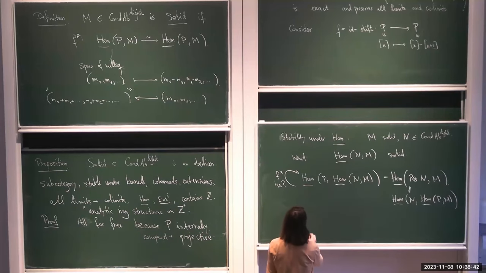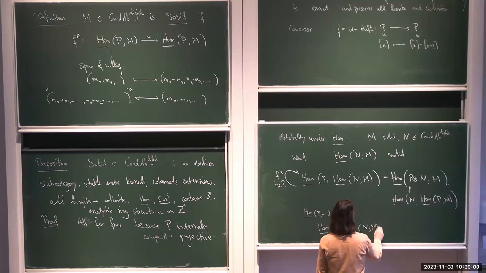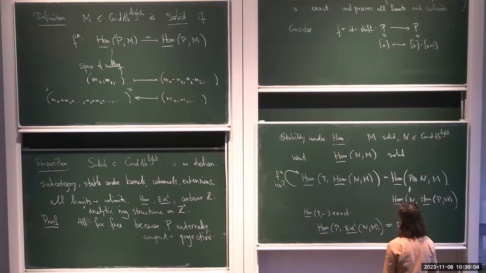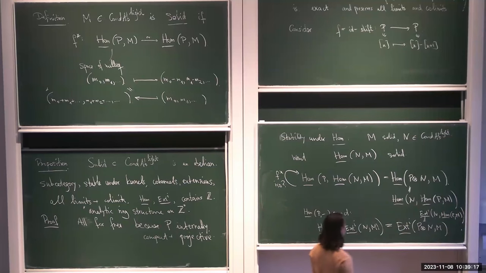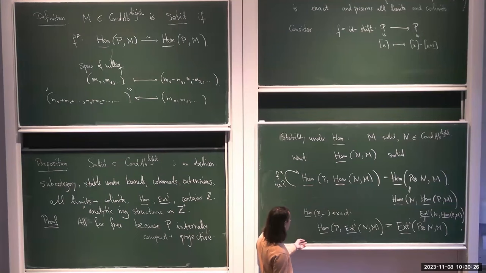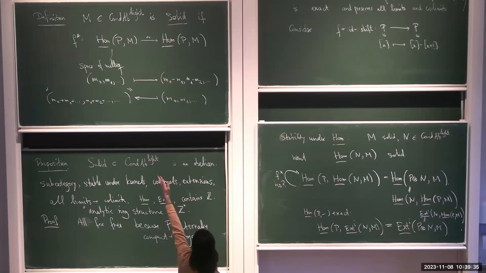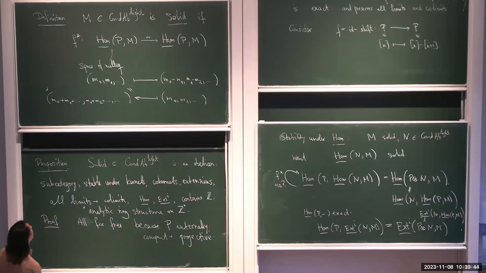And if you look at internal Ext, then because internal Hom from P is exact, you also have that the internal Hom from P into the internal Ext will also just come out as the internal Ext from the tensor product, P tensor N, and then again it's the internal Ext from N into the internal Hom. So this is something extremely general: when you just enforce such an isomorphism condition on the internal Hom from P, you get these very good stability properties. Okay, so everything is for free, except possibly that there is any object that satisfies it.